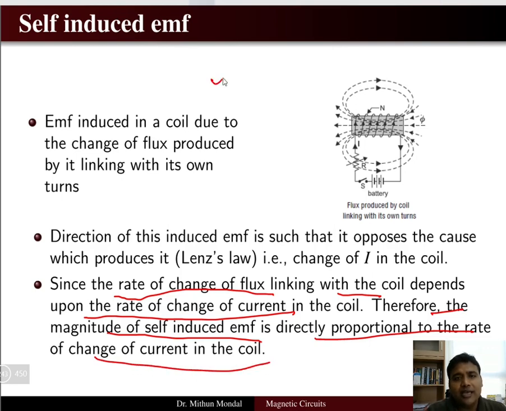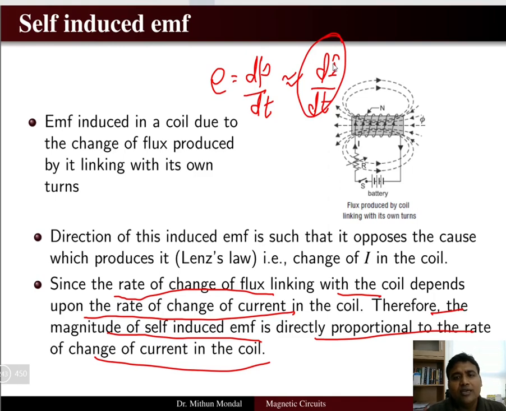So in this case, E is equal to d phi by dt, that is the rate of the change of the flux, is proportional to basically what is the current that is changing in the coil. So di by dt. So here nothing is rotating. There is no rotation or changing of any movement of any parts.